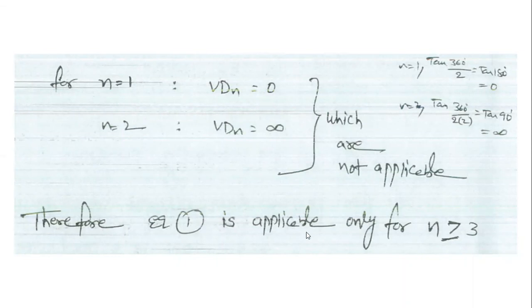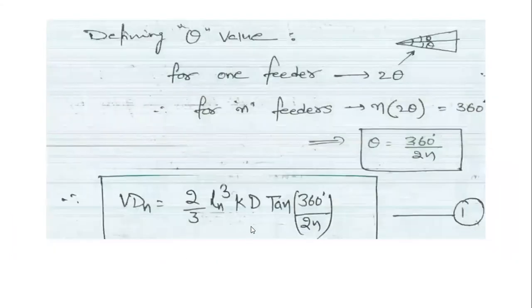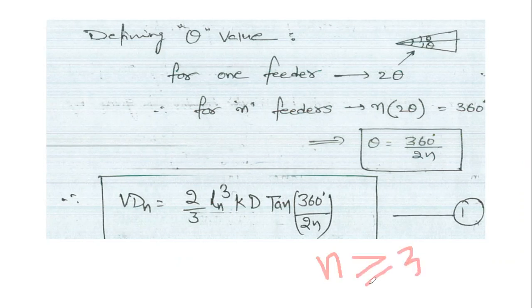Therefore equation 1 is applicable only for n greater than or equal to 3, where n is the number of feeders. That means this formula will be applicable when n is greater than or equal to 3, that is, only for above 3 feeders.